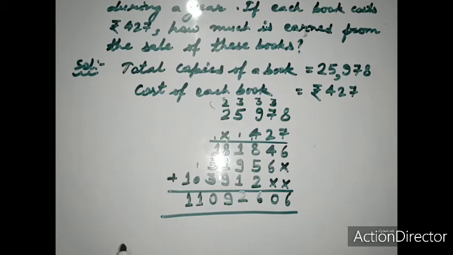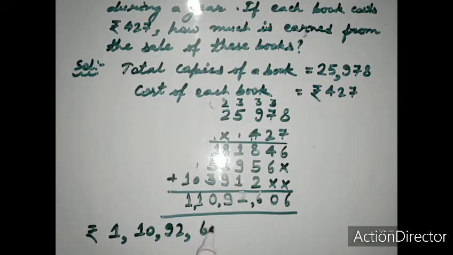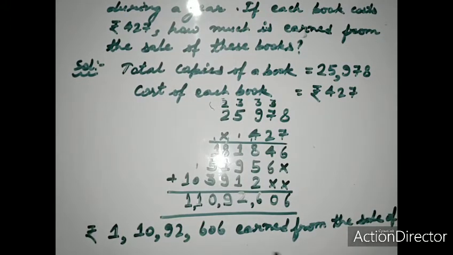So now here we write rupees. Okay, so here we write in a standard form. So here we write 1 crore 10 lakh 92,606 rupees earned from the sale of these books.